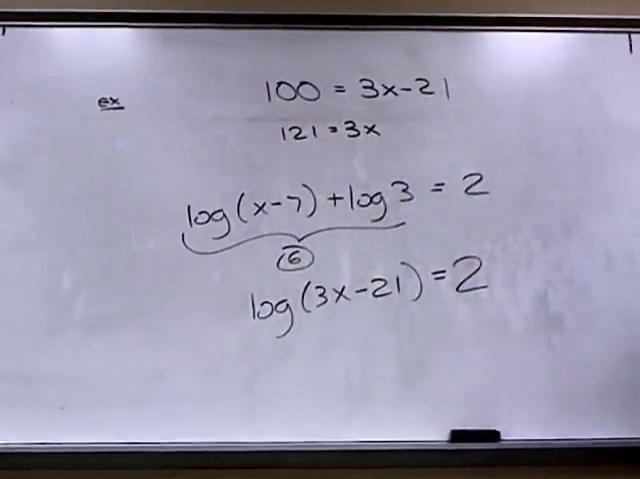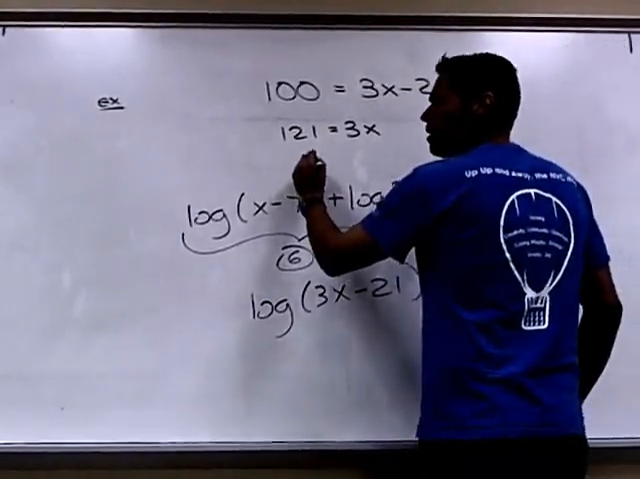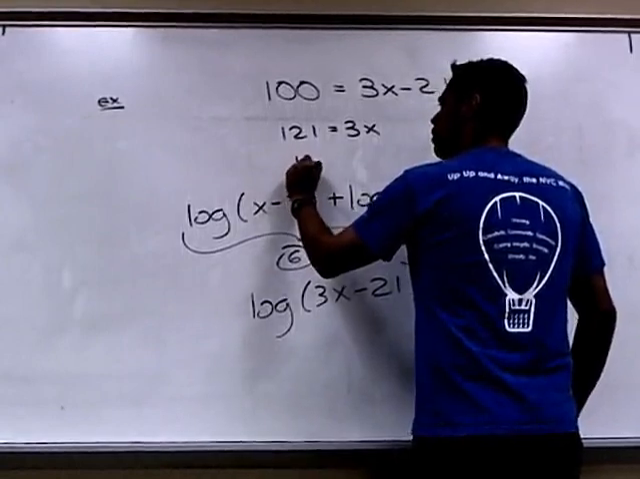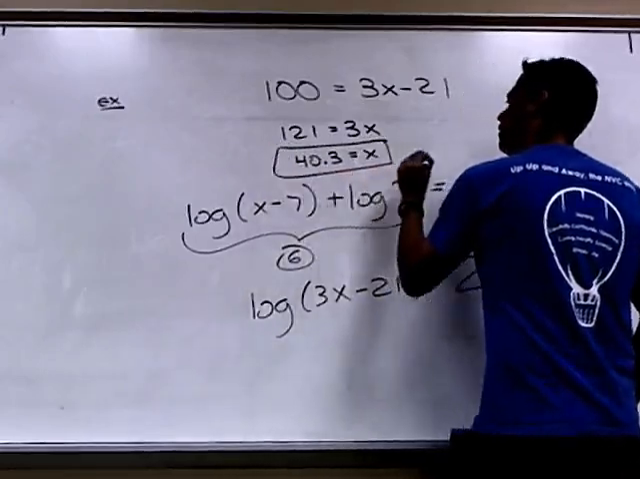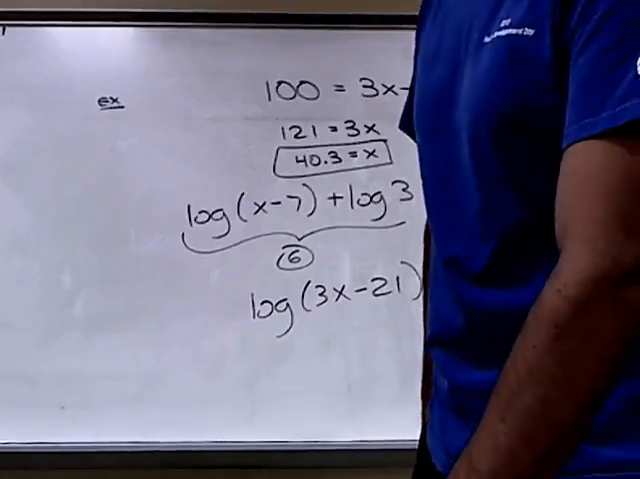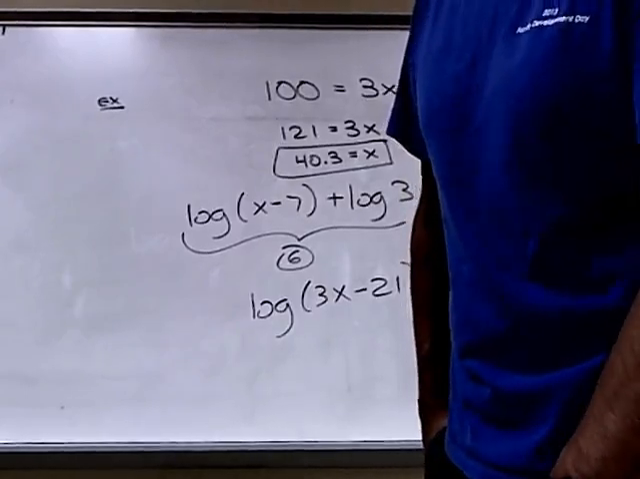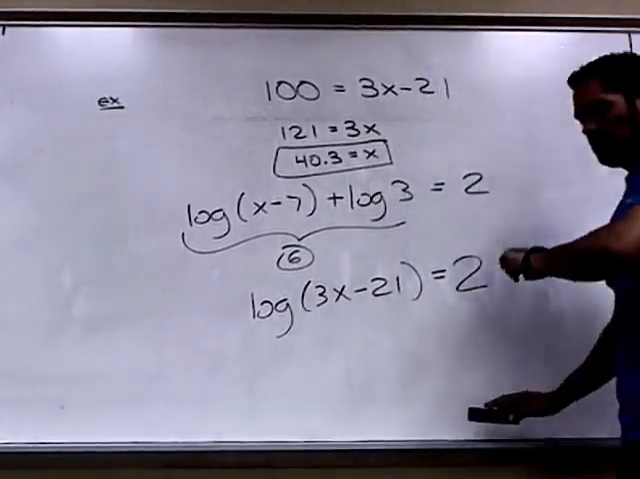What is that, like 40? Or is it 40.333 or something? So this is about 40.333 forever. Make sense? Yeah? We'll just do 7 more.